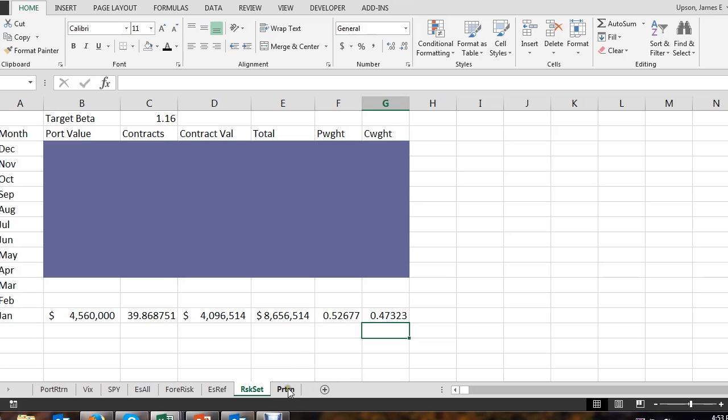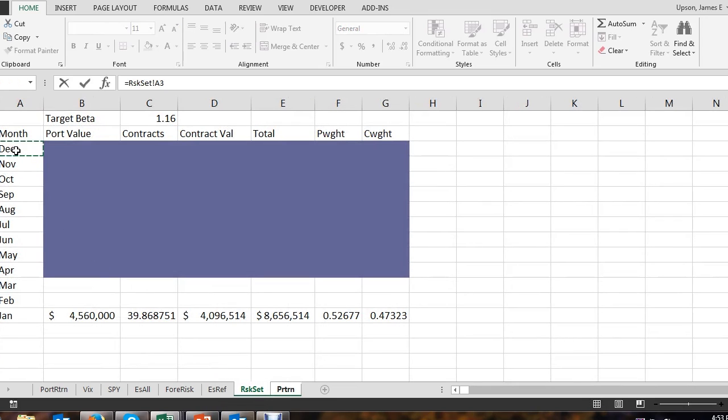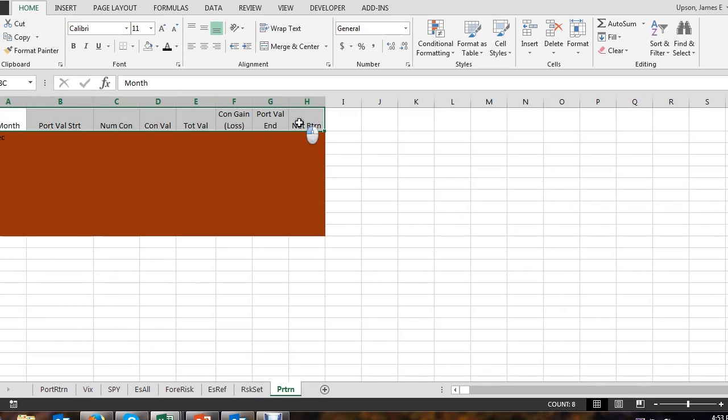All right, so we've completed this first underlying line right here. And these tables are going to be a little bit on the tricky side because you can't just drag things up as easily as you would normally do. So we're going to go to the report return. We'll just go ahead and set the month equation equal. That's going to just be equal to my risk set.